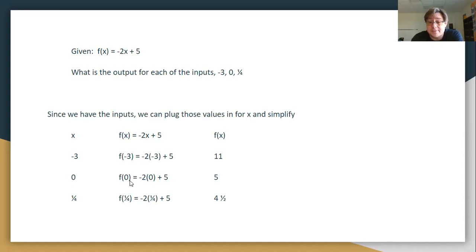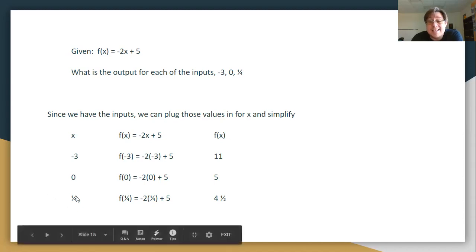I can plug in a 0. So f of 0 would be -2 times 0 plus 5. That's just 5. I can plug in any value I want. So 1/4: f of 1/4 is -2 times 1/4 plus 5, which is 4.5. So again, inputs are just direct substitution into the function notation.